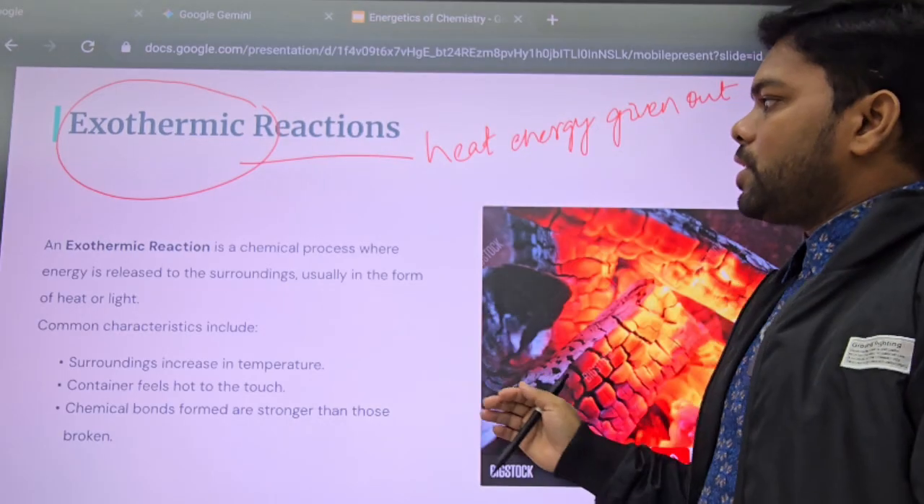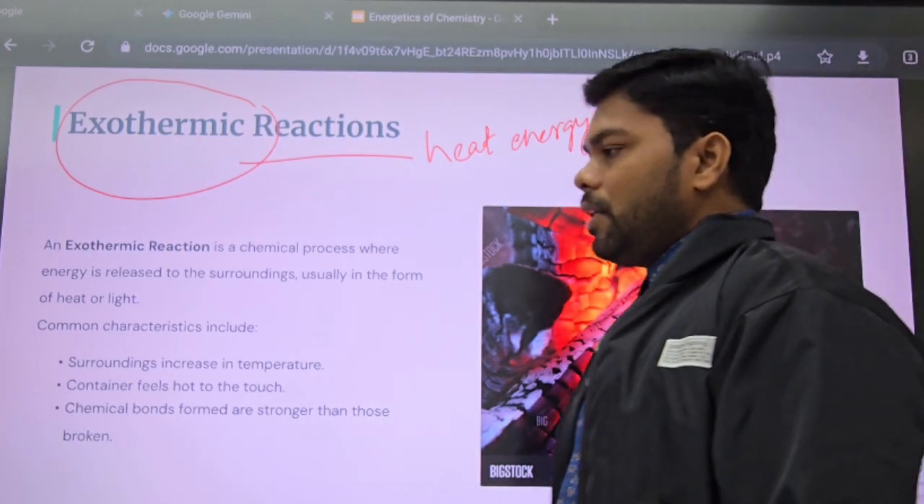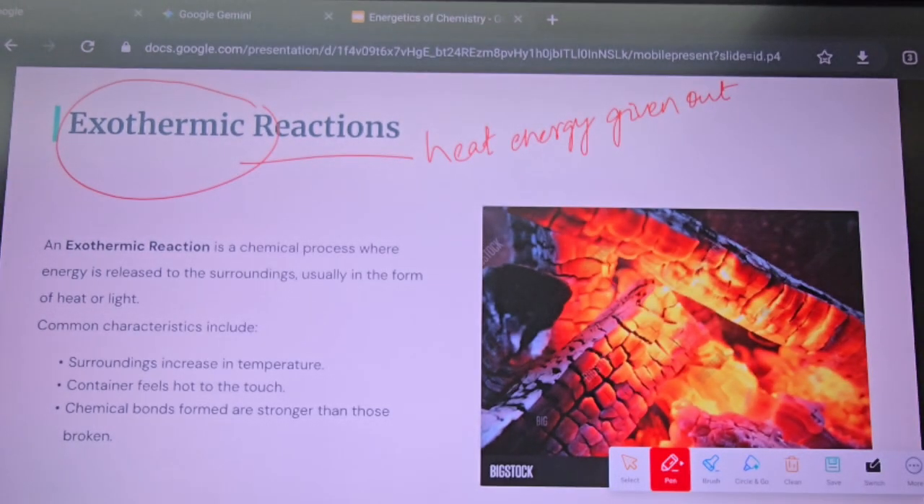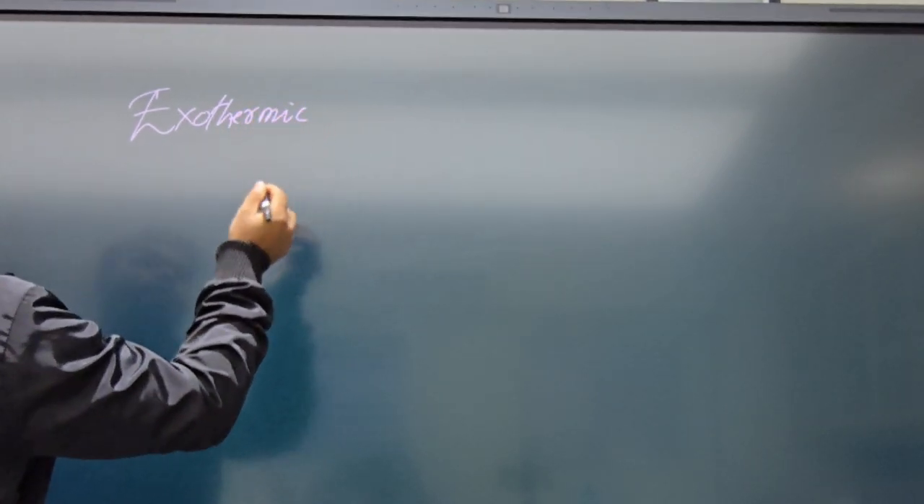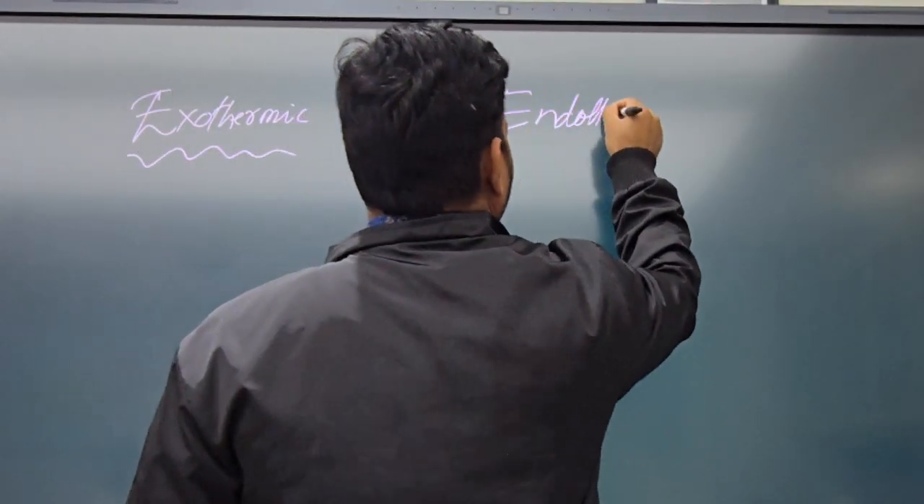Very good. So exothermic reactions are processes where energy is released to the surroundings, usually in the form of heat or light. Common characteristics include the surroundings increasing in temperature, containers feeling hot to the touch, and chemical bonds formed being stronger than those broken. Exothermic will be this side. Let me write exothermic. And this side, endothermic.